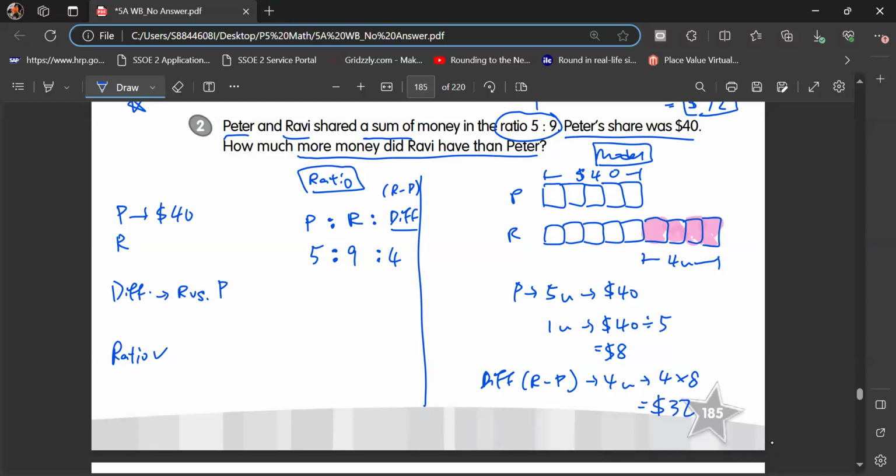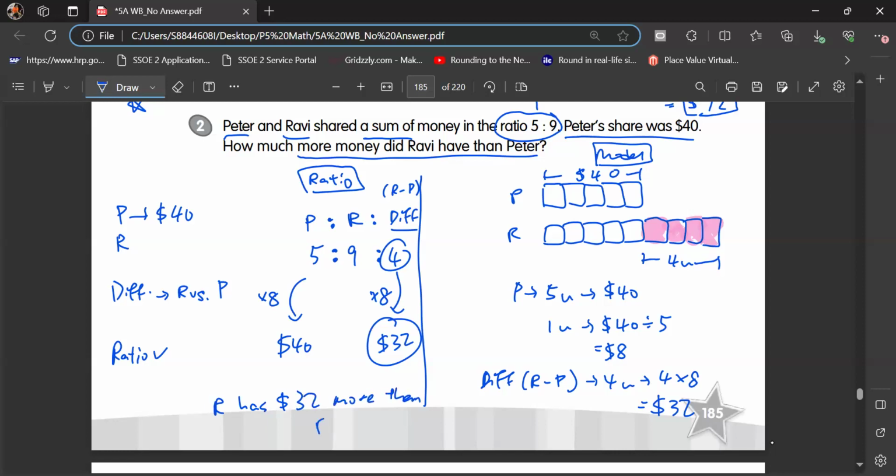Yes, the ratio method can be very fast also. So Peter is $40, that's times 8. So from here I times 8, I get the answer 32. So Ravi has $32 more than Peter. Quite okay, right? Does it feel good so far? If you feel good so far, you choose whether you use the ratio or the model method.